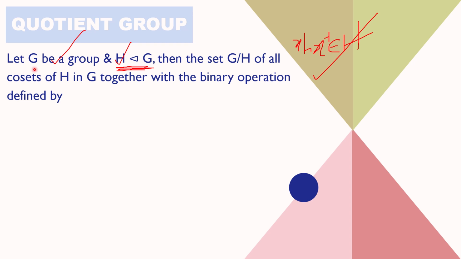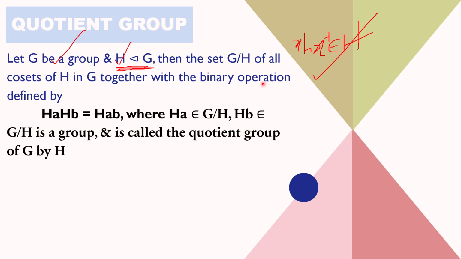We have to have a group G, and H has to be a normal subgroup of G. Then the set G over H of all the cosets of H in G, together with the binary operation defined by HA HB equal to HAB, is a quotient group. What do we mean by this entire statement?